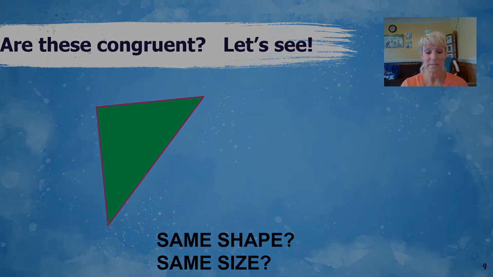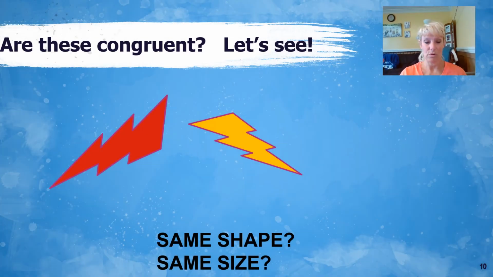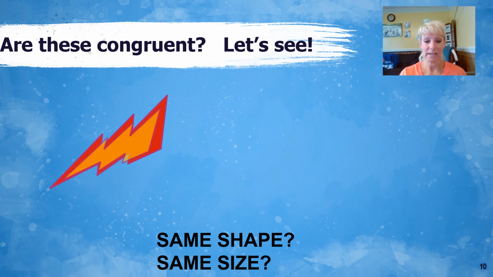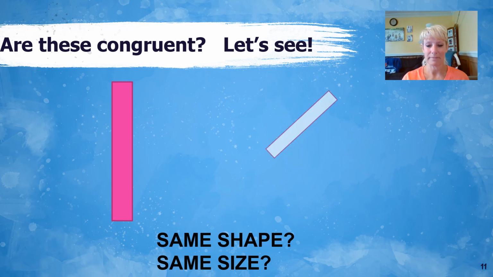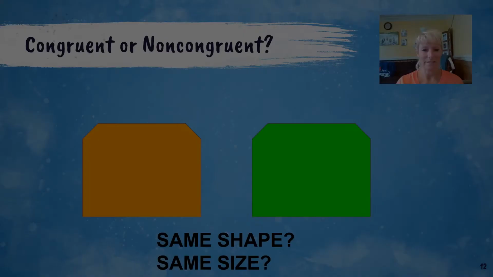Same shape, same size. Are these congruent? All right, take it away and bring it back up. They are the same shape, but they are not the same size. Are these congruent? All right, they are the same shape and the same size.